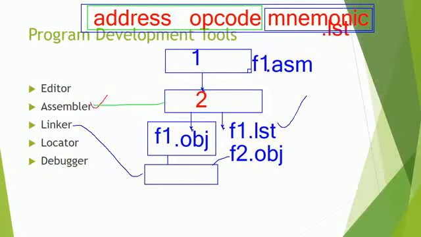So this linker is the one which accepts multiple .obj files and creates one file with the extension .exe, which is called an executable file. Let me take this one other way, because we need one more point. So it is creating one file called a .exe file at the output. So this is the linker block. I'm just giving this one as number 3.